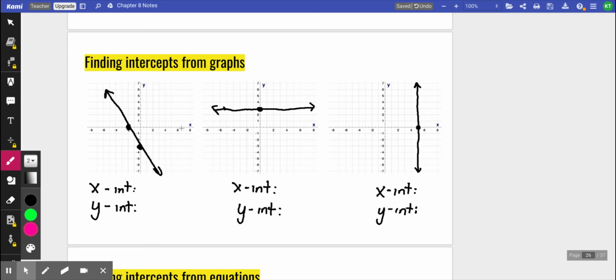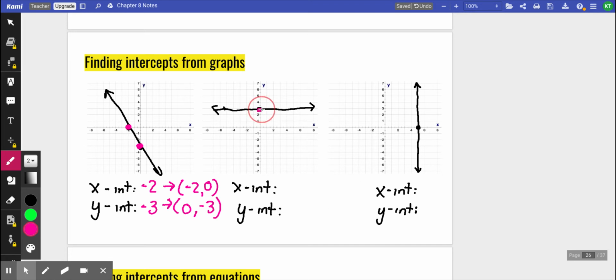So looking at the x-intercept, where does it cross the x-axis? If I look here, that's where it crosses, and that's at -2, right? If I were going to give it a coordinate, my x value is -2, y value is 0. And the y-intercept, where it crosses the y-axis, is down here at -3. So if I were going to give that a coordinate, my x would be 0 here, and my y would be -3.